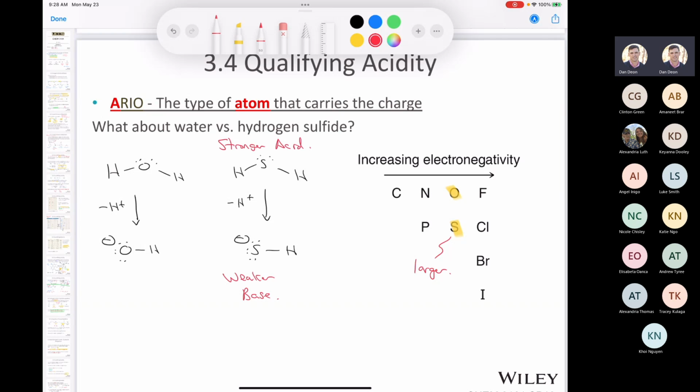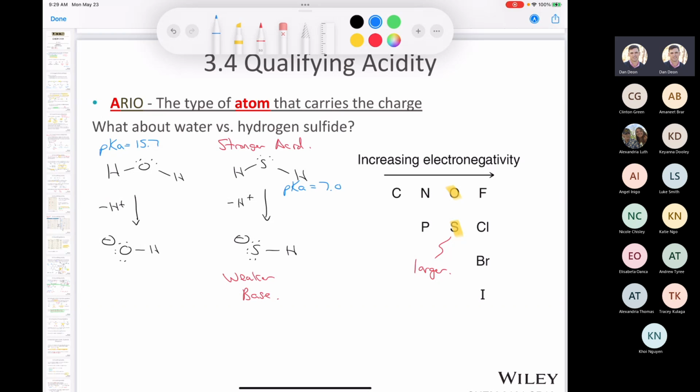acid. And in fact, that is definitely true, because if you compare the pKa of water and H2S, the pKa of water we already saw today was 15.7, whereas the pKa of H2S, which wasn't in the table, is 7.0. So it is much more acidic than water.